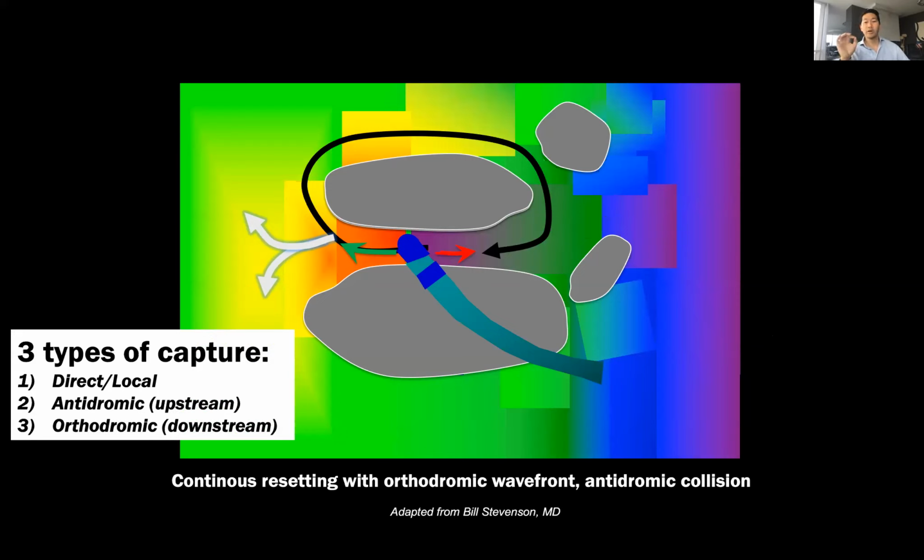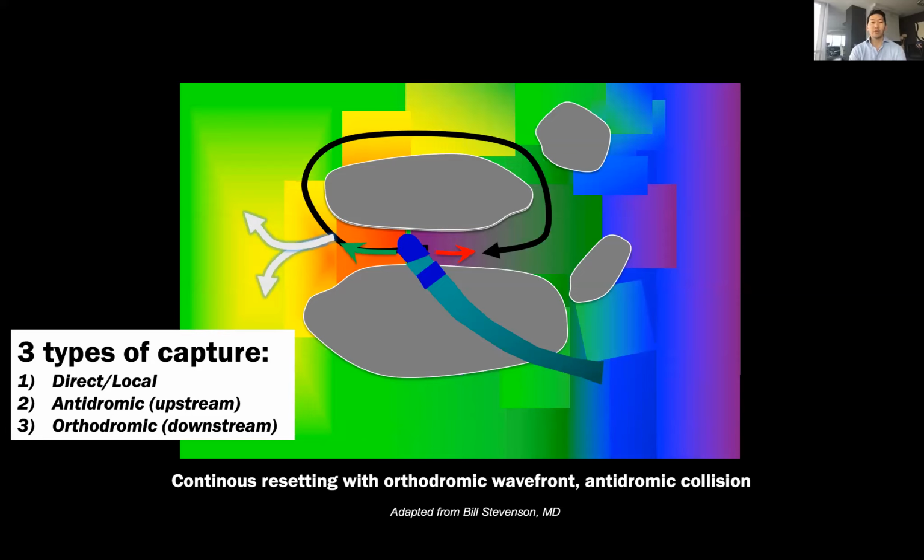It is important to note that there's 3 types of capture. You can capture the direct local electrogram of interest. People use different phrases for this. I call it direct capture or local capture. You can also capture downstream, which is the antidromic capture. I'm sorry, upstream. And then in the direction of the tachycardia is orthodromic capture.